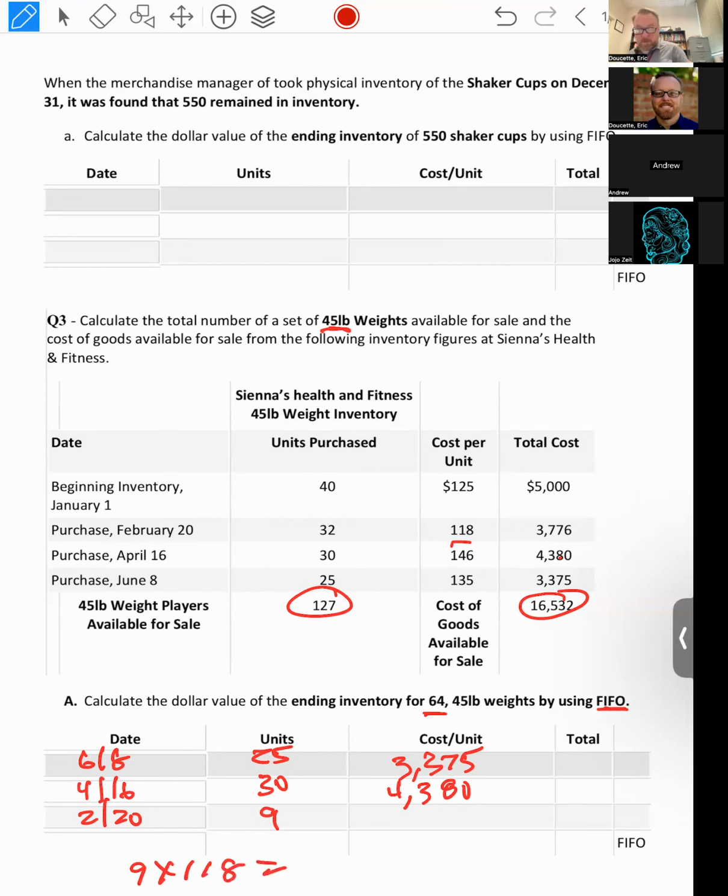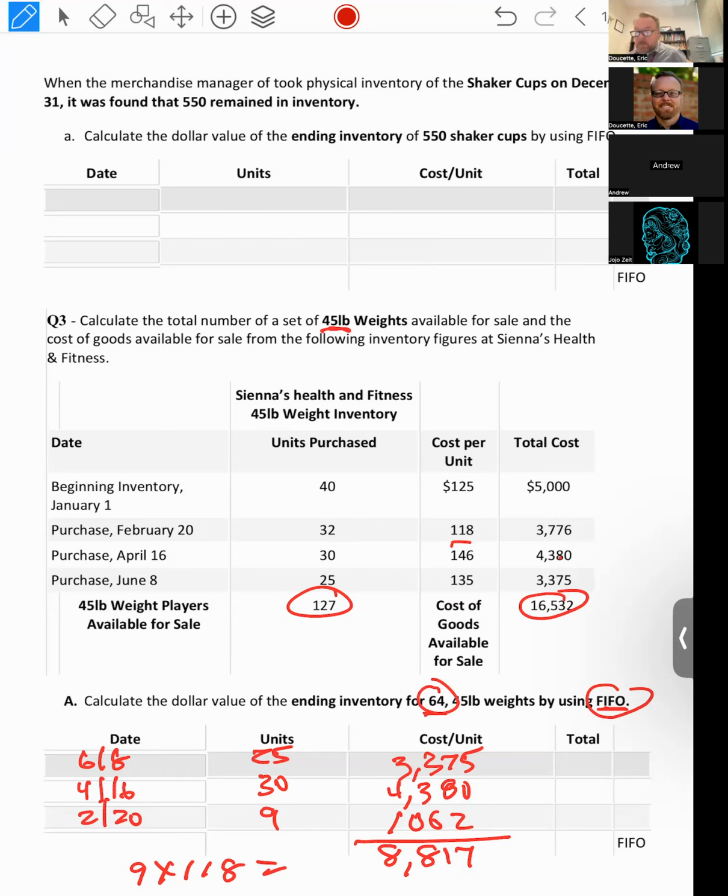9 times 118 equals, did I do the math on that? Yeah, I did. It came out to $1,062. So if I add all that up, it comes to $8,817. That is my cost of ending inventory using FIFO, and that's having 64 units left using the FIFO method.